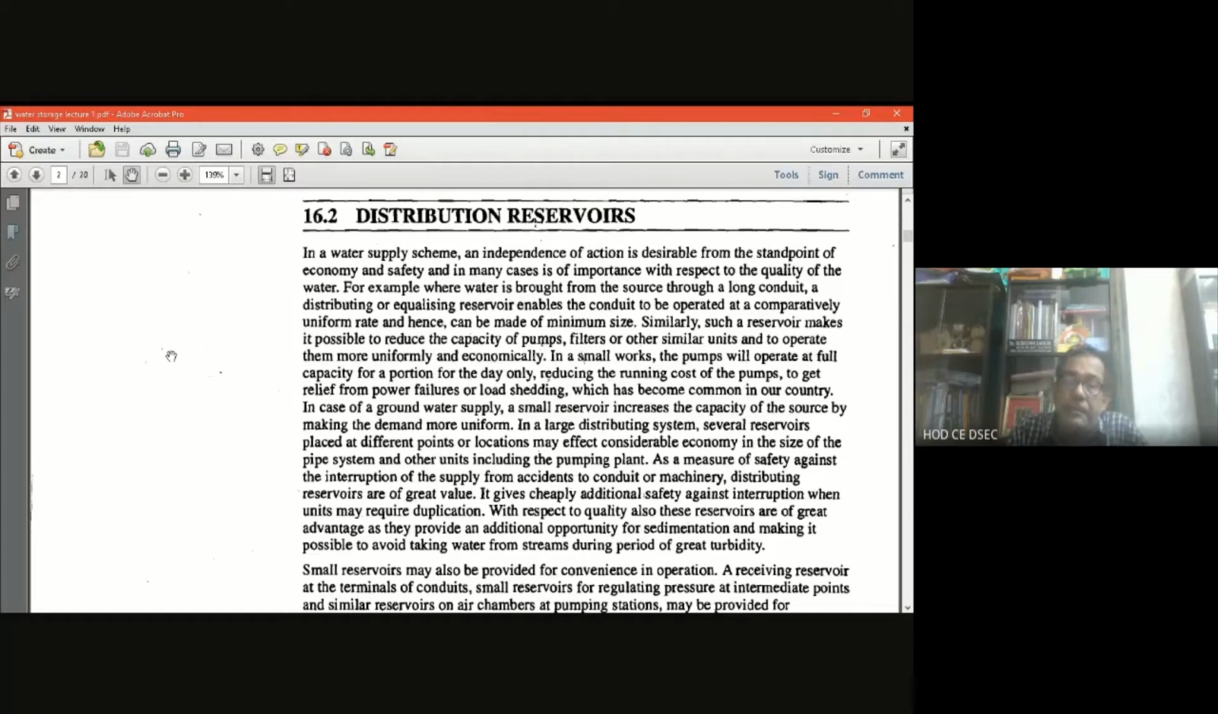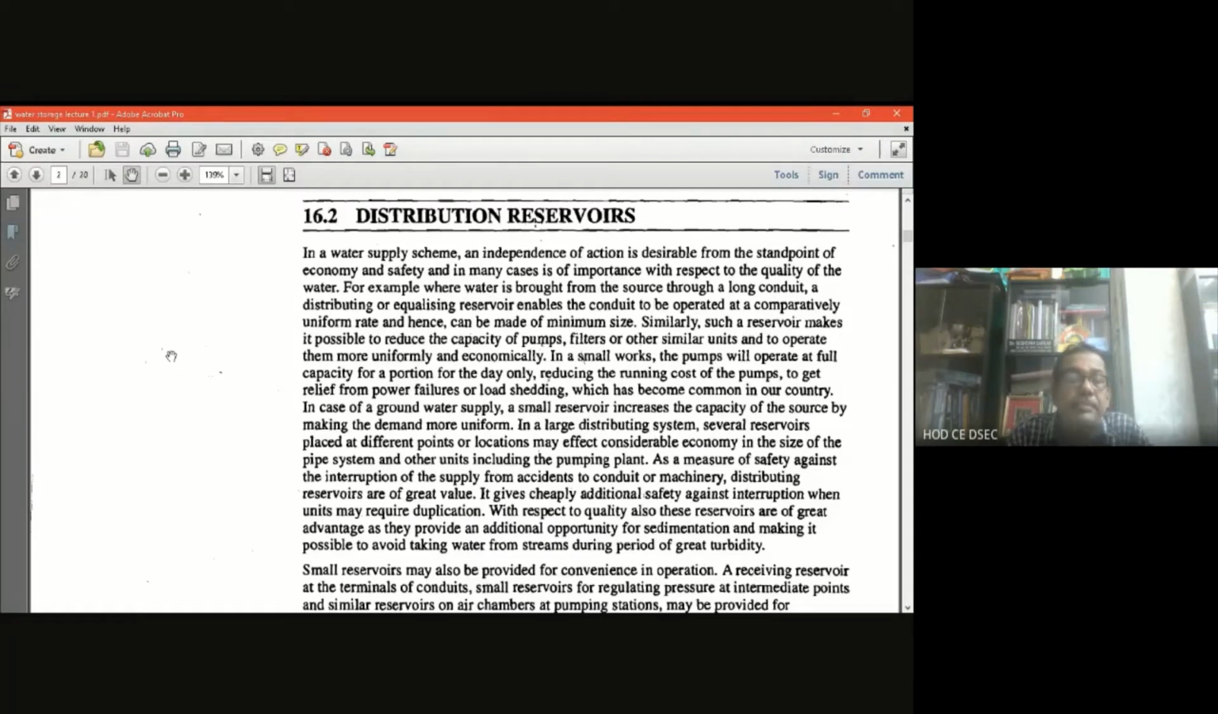That also has to be identified. And as I have told you, it maintains uniform distribution in a long pipeline. Suppose you are talking about groundwater supply, then we can talk about a small reservoir, which increases the capacity of the source, making the demand more uniform. But if we talk about a large distribution system, then several reservoirs are placed at different locations, which may effect considerable economy in the size of the piping system and other units like pumping cost, etc.